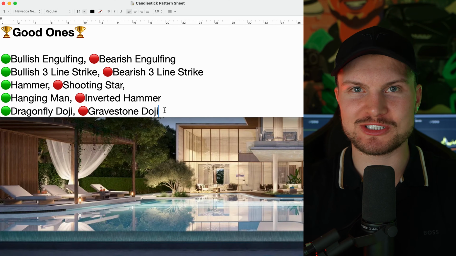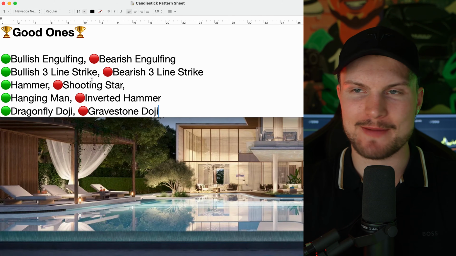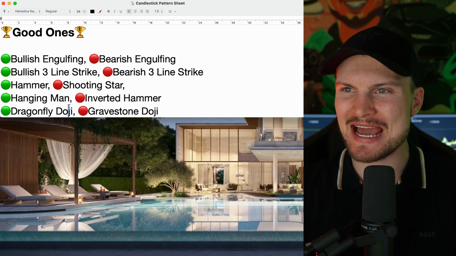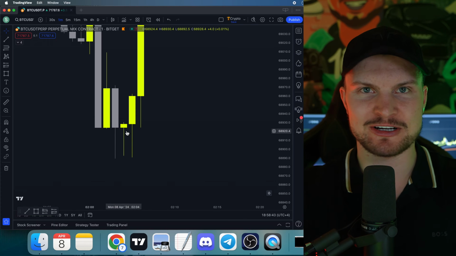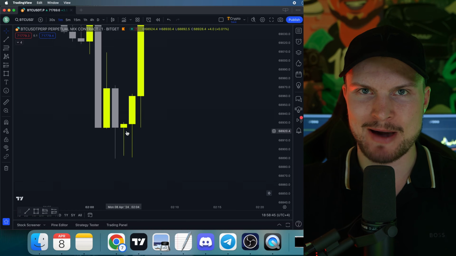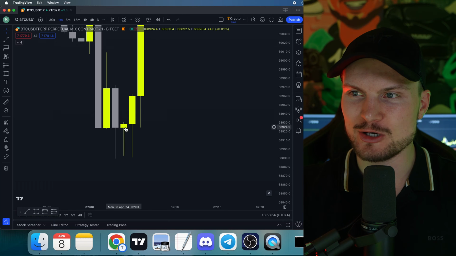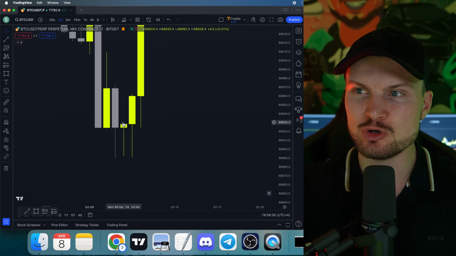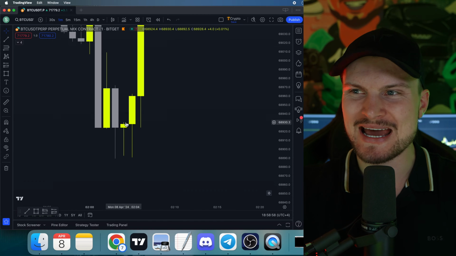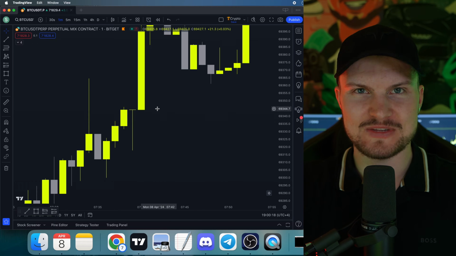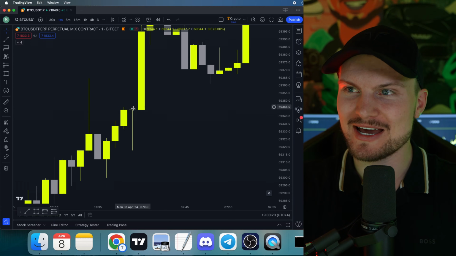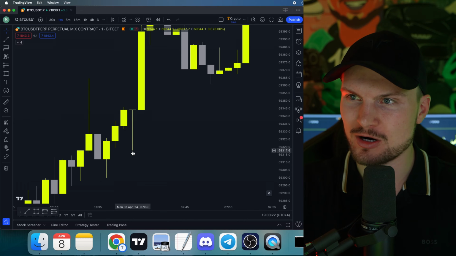The next one is almost the same as a hammer candle and shooting star, which is the dragonfly doji and the gravestone doji. This candle right here in the middle is a dragonfly doji. This is a bullish candlestick pattern. Number one, you have a very long bottom wick and you have no top wick or a small top wick and a very, very small body. Here we have an ideal dragonfly doji. This candle has no top wick, no body, and a very long bottom wick.